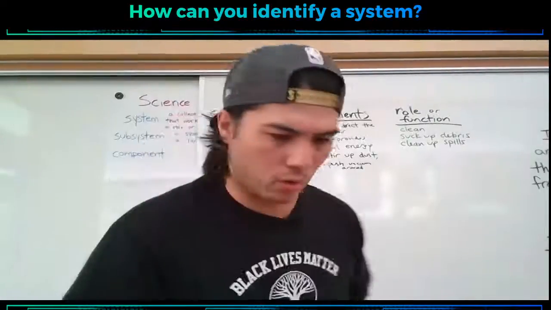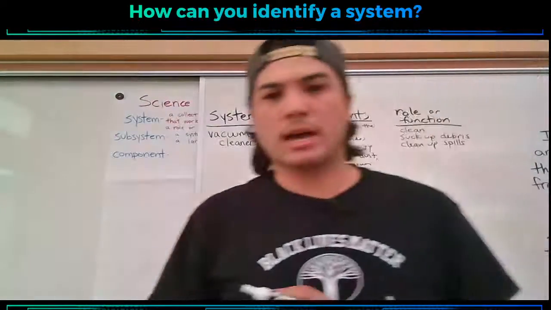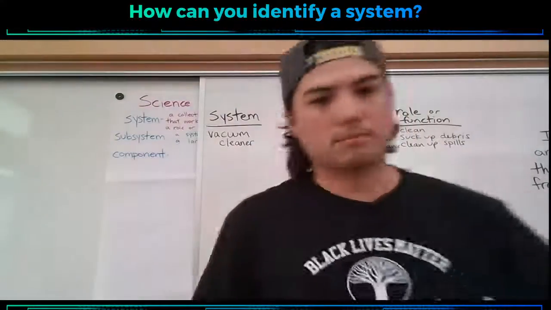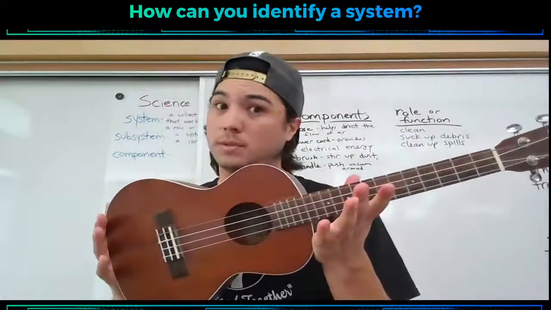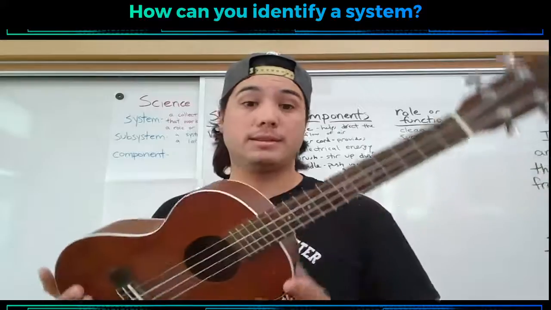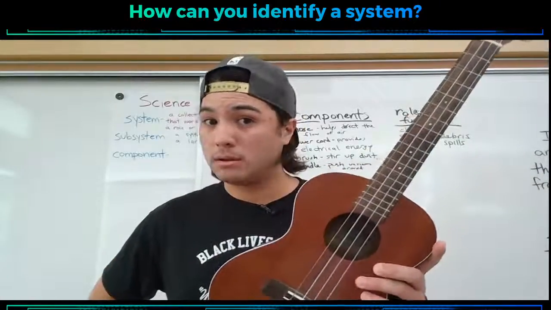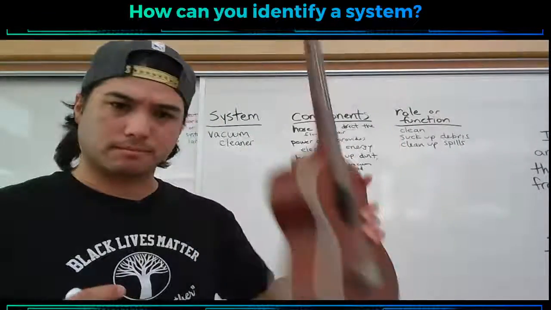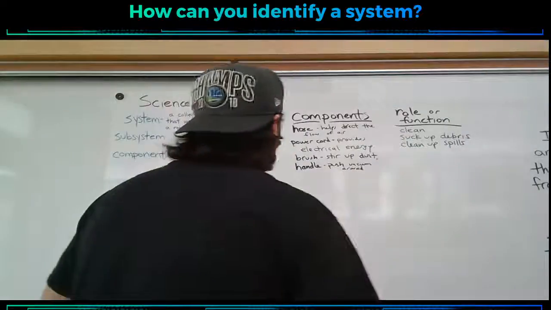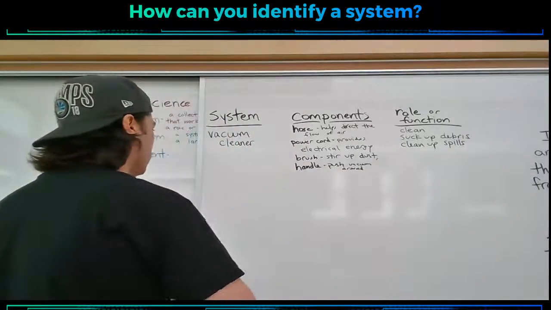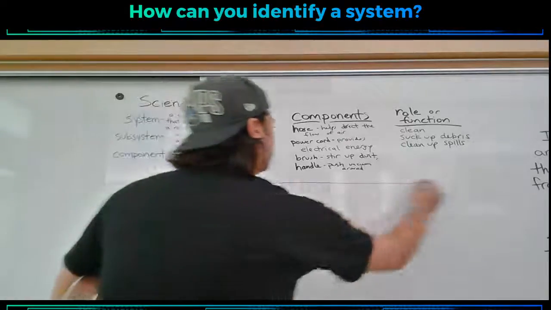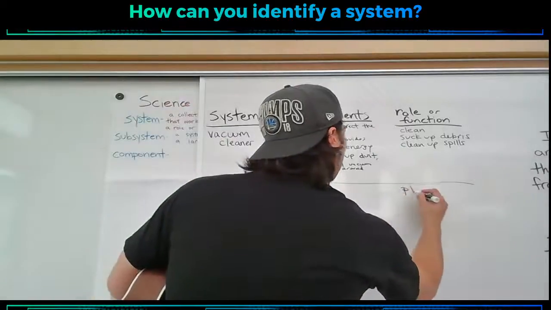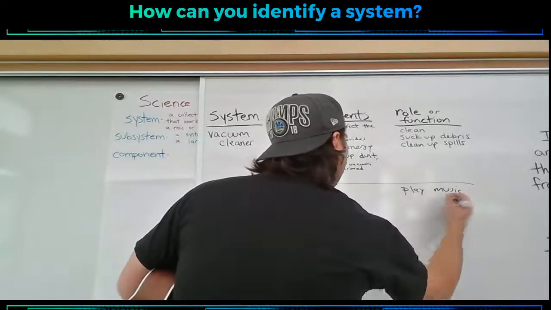Okay, let's look at one more. Again, it's not a living system in this case, but it's our ukulele. Okay, this is a system that has parts as well. Thinking about what's the role or the function of a ukulele? The role or function of our ukulele is to play music, to make noise or make sound.